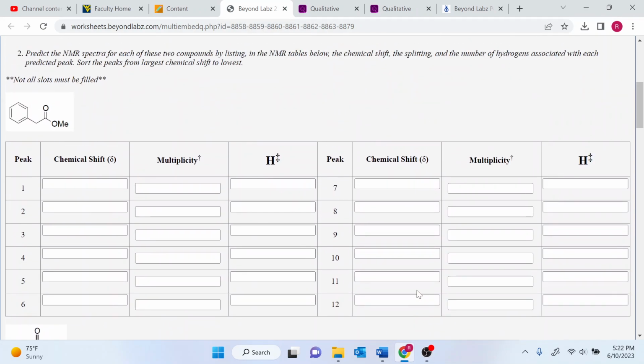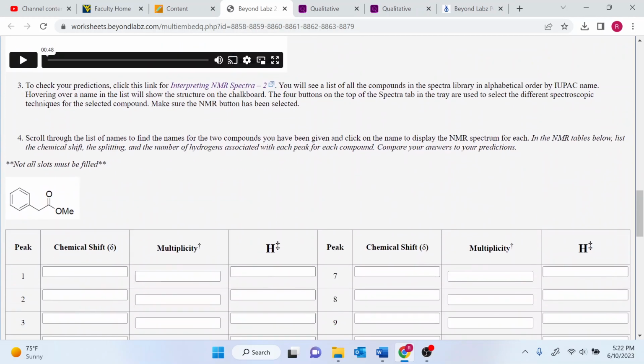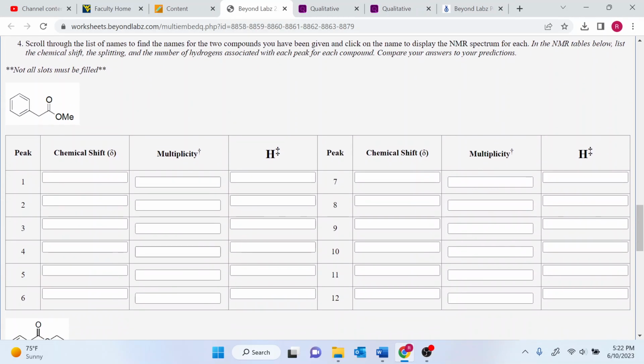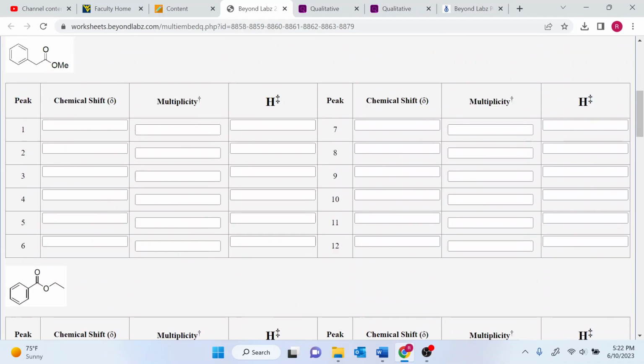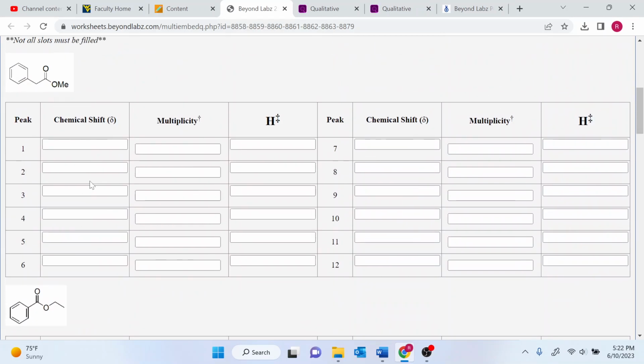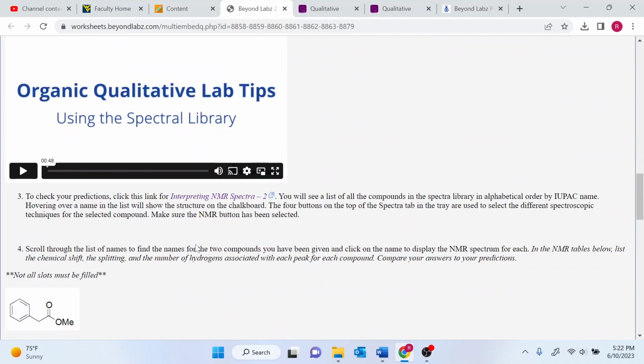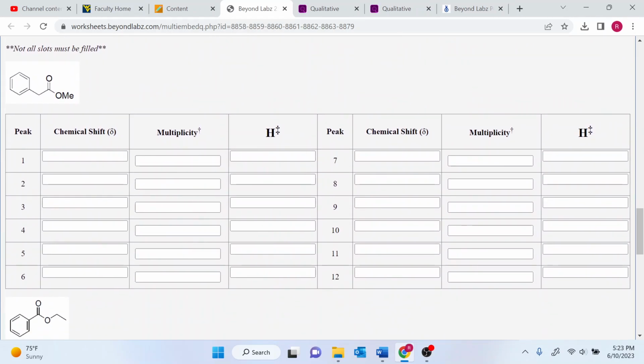Now you're going to see that for each one of these structures, there are 2 tables. There's a table at the beginning of the sheet, and for that same structure, there's a table at the end of the sheet. Now the table at the beginning of the sheet is your prediction, and the one at the end is the one that you are going to get from the Beyond Labs NMR graph.